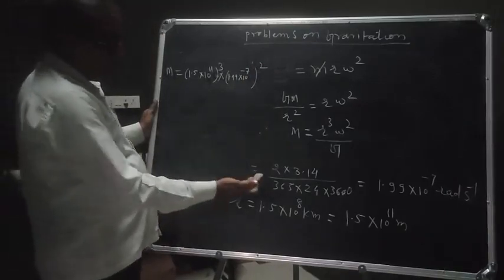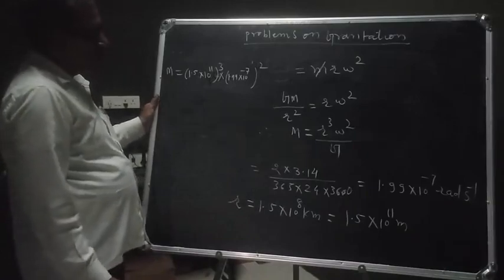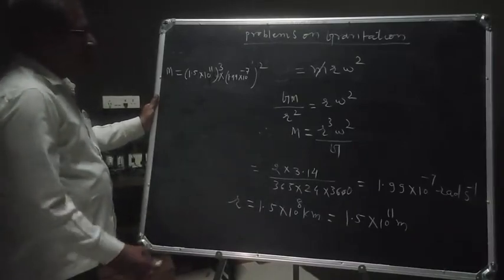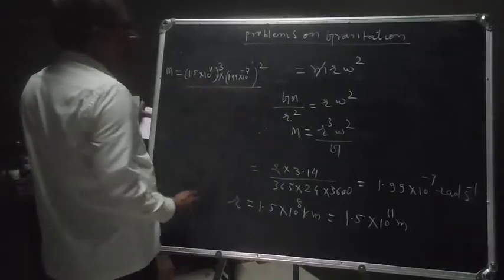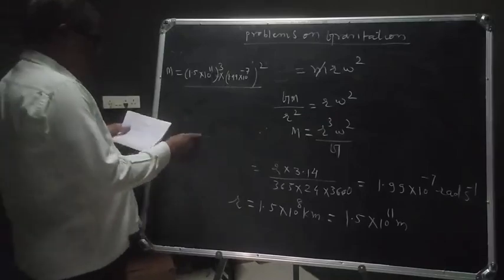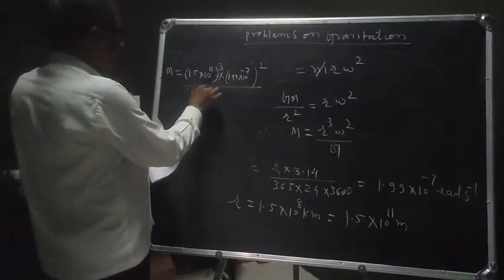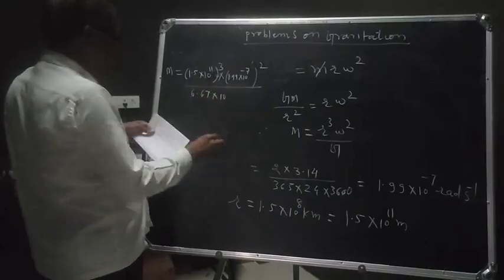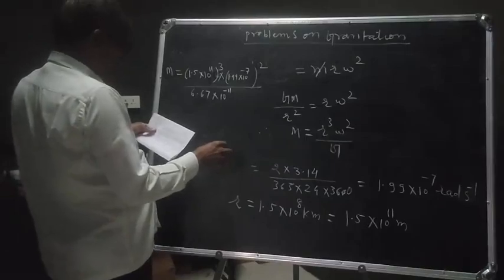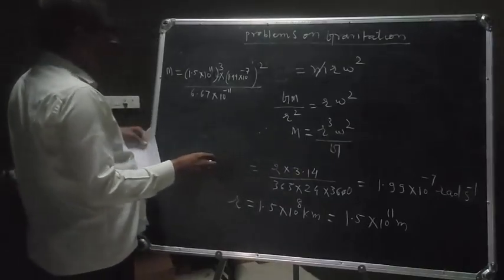Lastly, we'll write the units. Now the value of G. The value of G is also given, and the value of G is 6.67 into 10 raised to minus 11 Newton meter square per kilogram square.